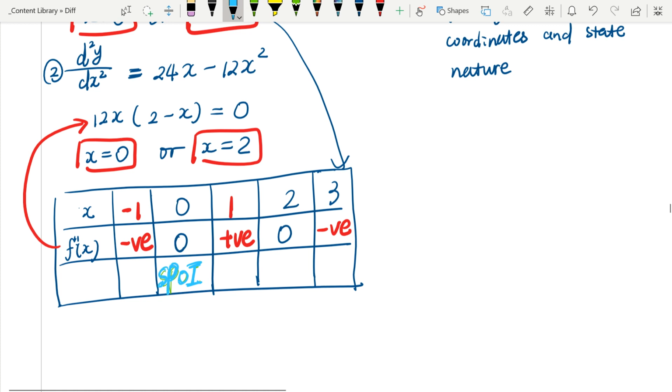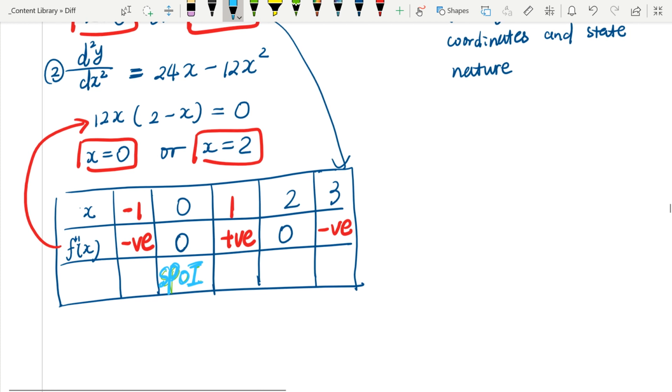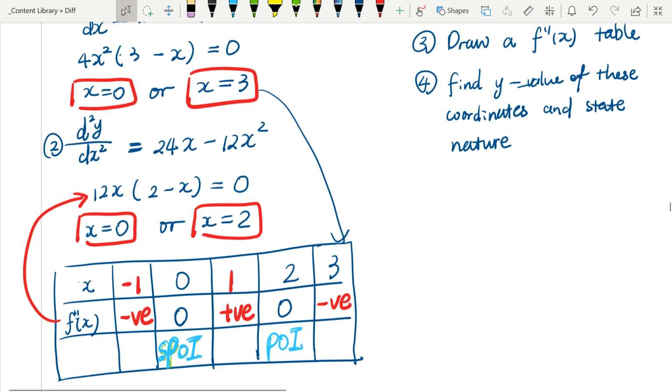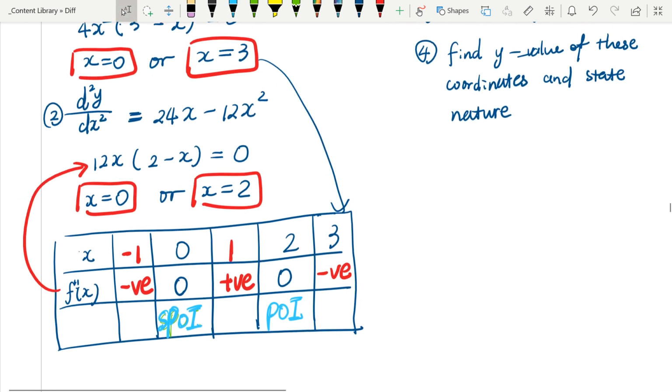What do you say about the point 2? Is that stationary? It's just a normal point of inflection. It's not even stationary, because the first derivative doesn't equal 0, and only the second derivative equals 0, and it changes sign on both sides, positive and negative. How about 3? Good, maximum turning point.